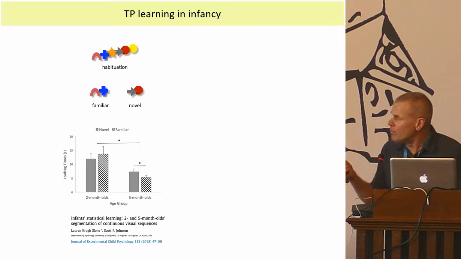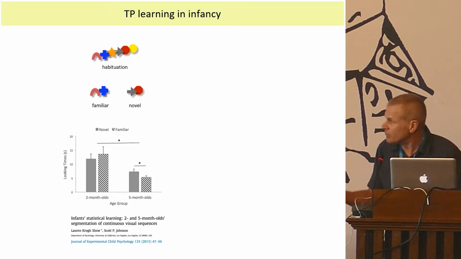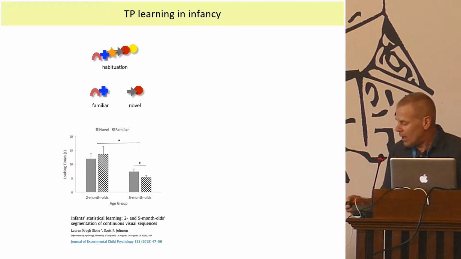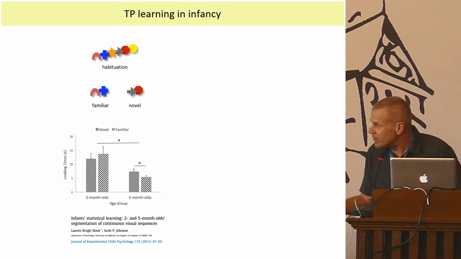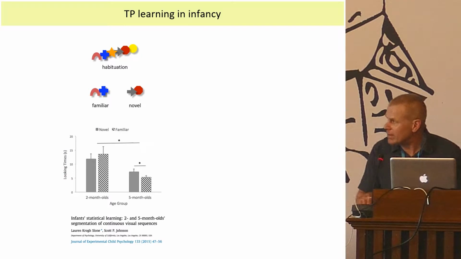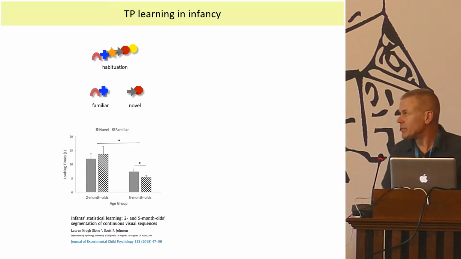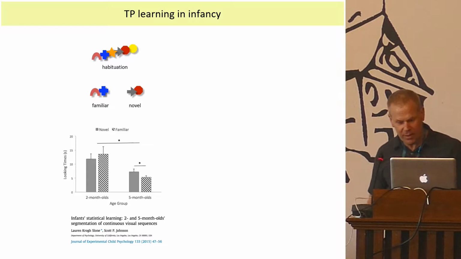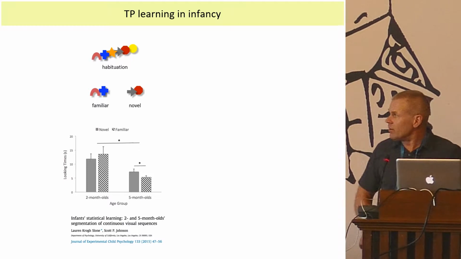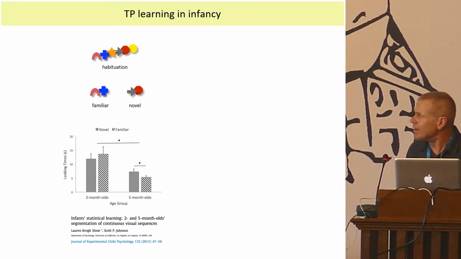So we reasoned that babies would show a novelty preference, right? Looking at the novel pair. 5-month-olds did that, 2-month-olds did not. So we claimed on the basis of this evidence that really young babies don't represent transitional probabilities. Not until 5 months do they do so. However, they're really not very good at it in this kind of paradigm.